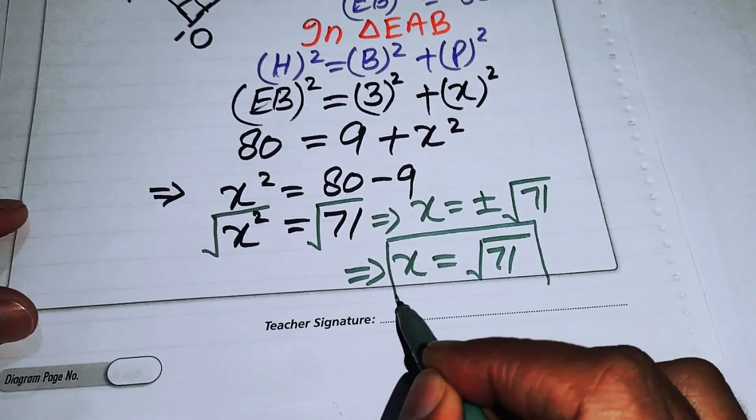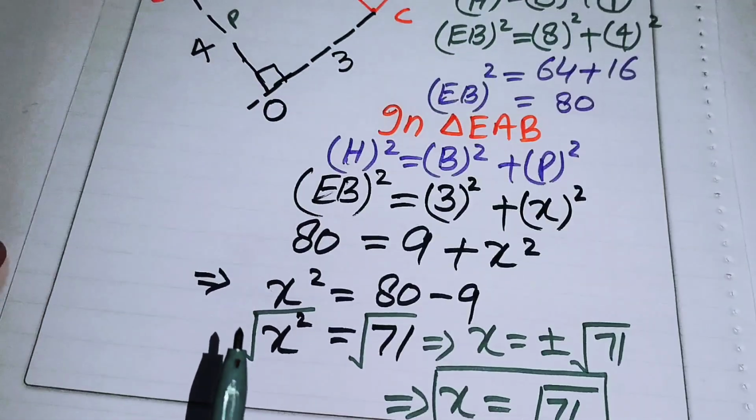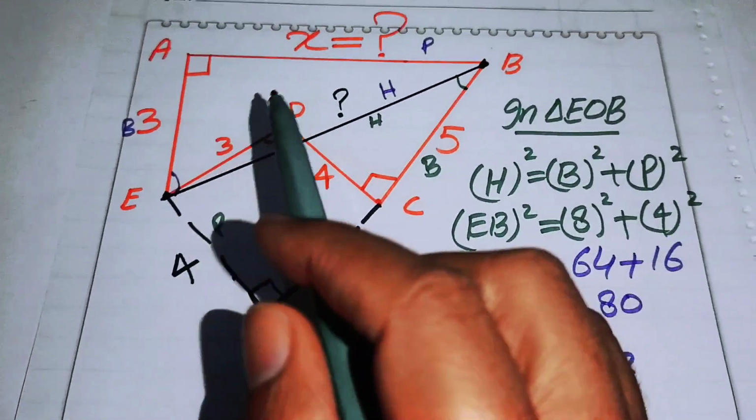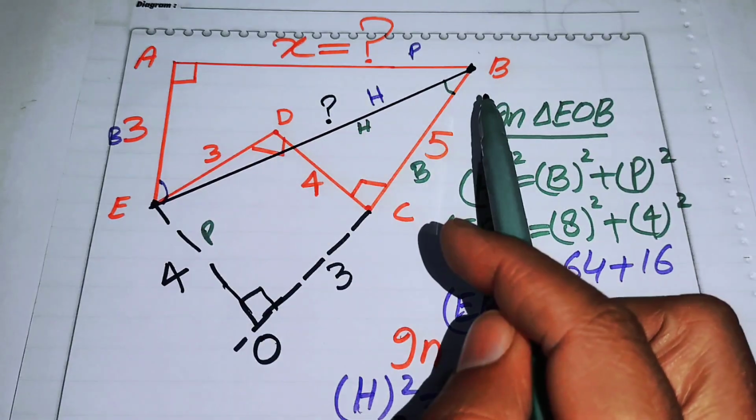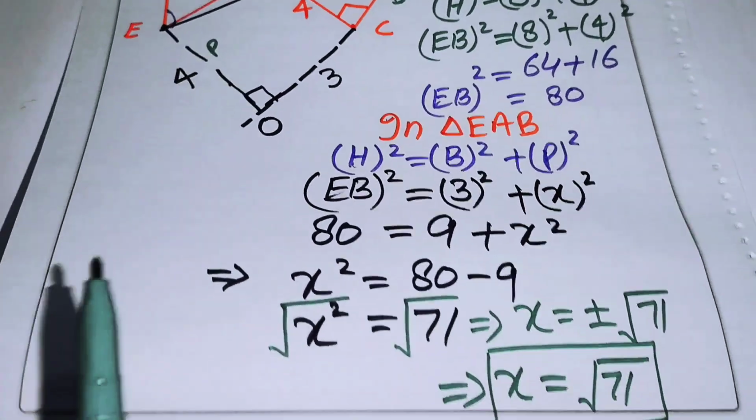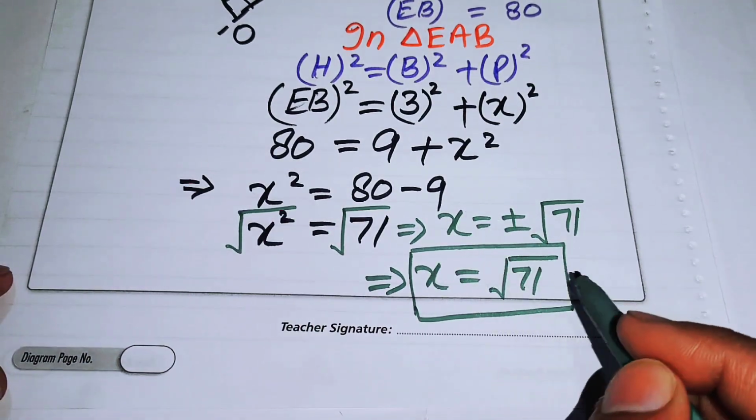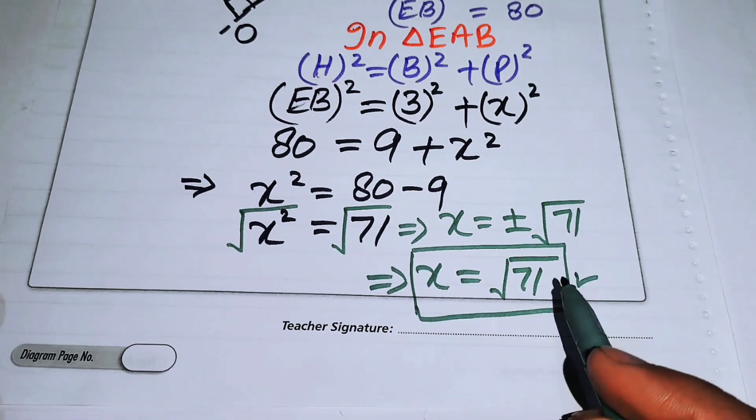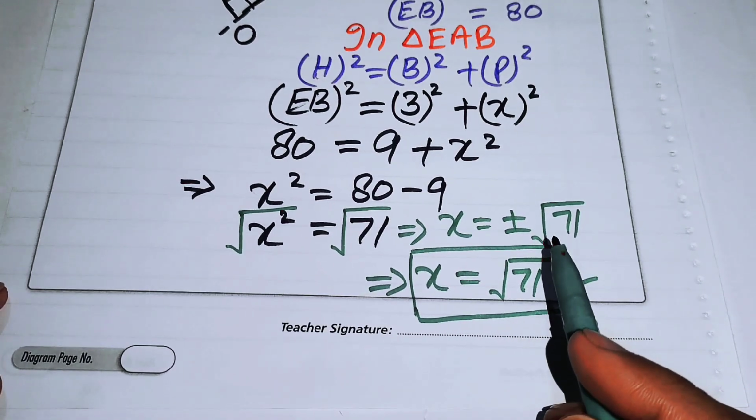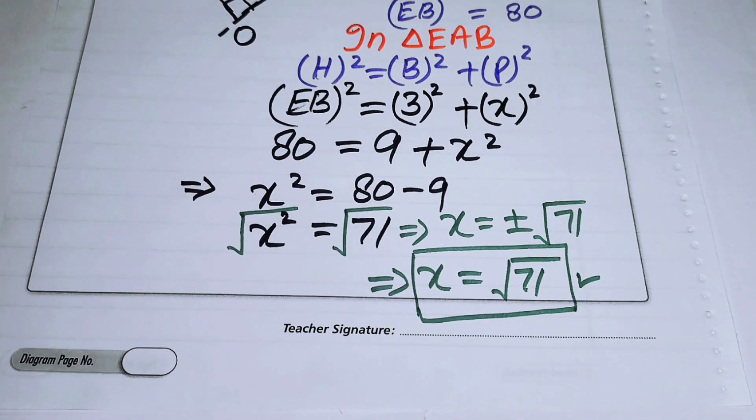I choose the positive value, because x is the side AB of the right triangle, and a length cannot be negative, so it is always positive. We neglect the negative value. So this is our final answer to this question, and thank you so much for watching this video.